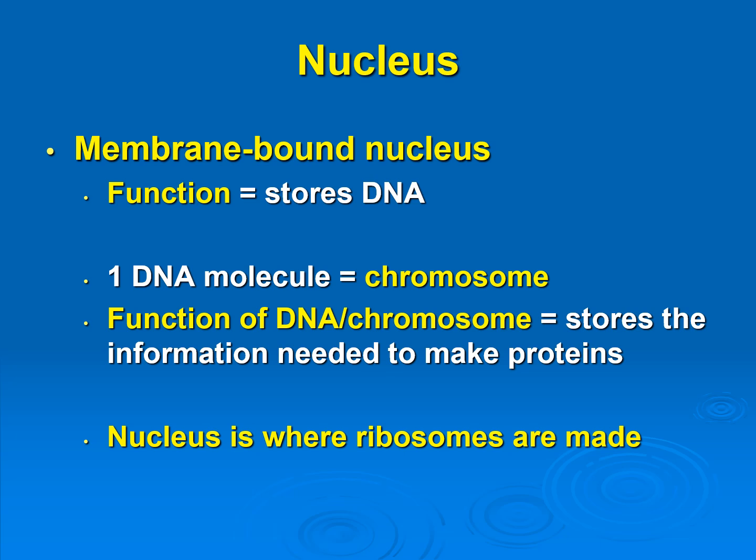The other important thing to remember is that the nucleus is actually where the ribosomes are made. So that's where the ribosomes come from. They're made in the nucleus, and then they will get transported out into the cytoplasm where they hang out. And remember, the ribosomes are what make the proteins.